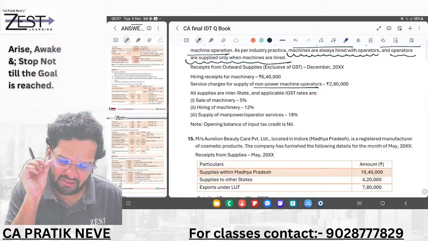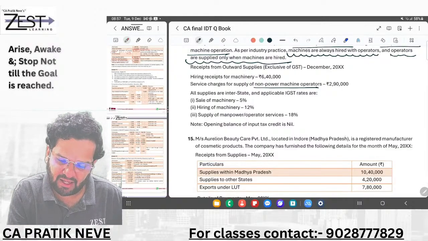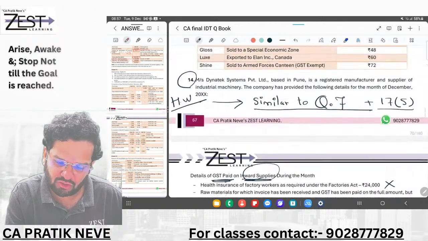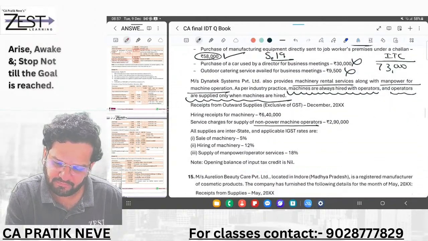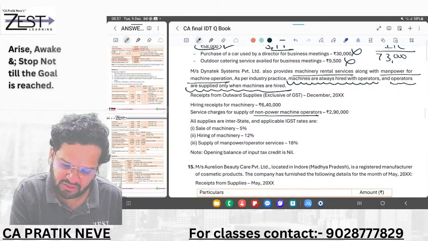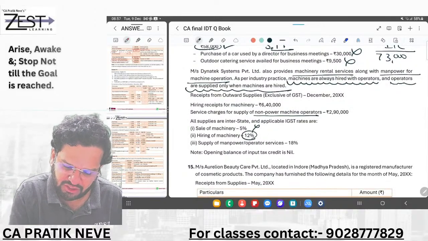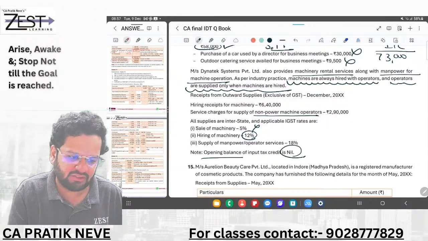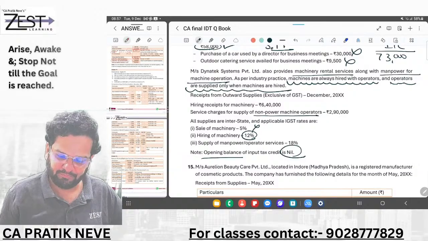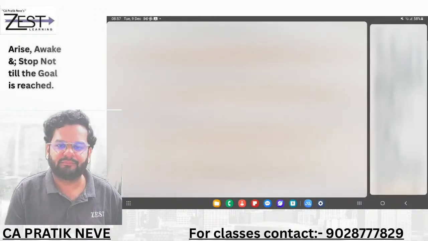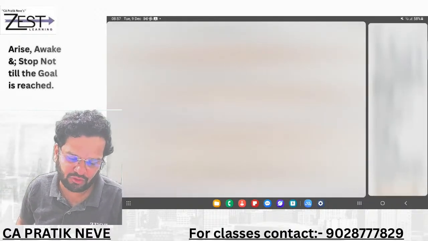Then all supplies are interstate and applicable IGST. Acha, sale of machine is also there. Sale of machine. So we have not sold the machines. Hiring of machine will apply 12%. And opening balance of ITC was nil. So calculate on both of this. Just run through the solution for you.